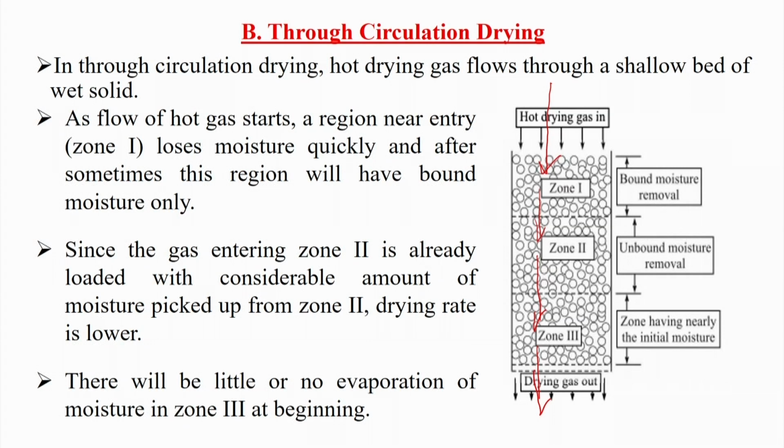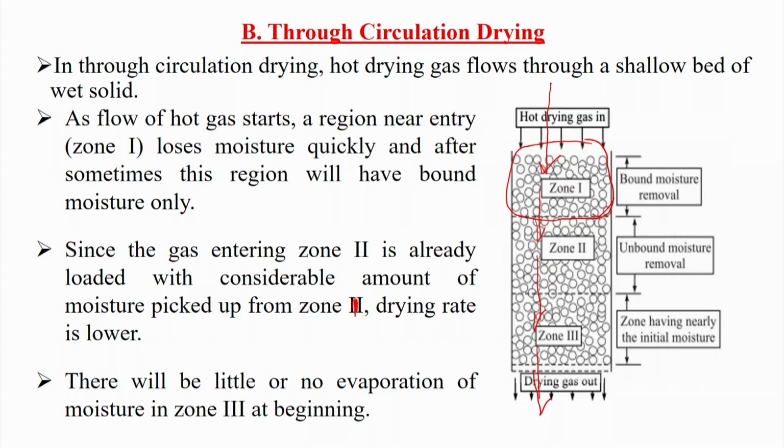As the flow of hot gas starts, the region near the entry zone, that is zone 1, loses moisture very quickly, and after some time this region will have only bound moisture, since whatever unbound moisture was there is gone. The gas entering zone 2 is already loaded with a considerable amount of moisture picked up from zone 1. So, the drying rate becomes slower.